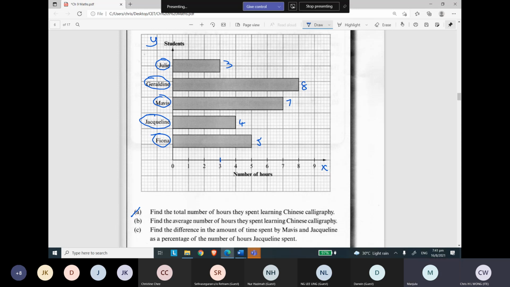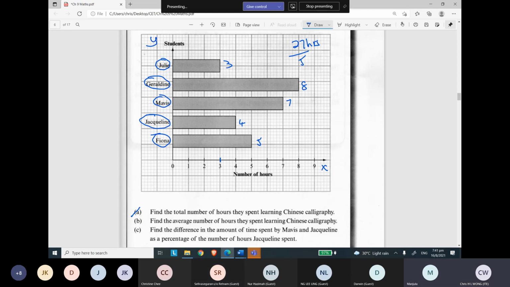Find the average number of hours they spend. What is the average number? How do you find it? 27 divided by 5. First of all, your total is 27, isn't it? 10, 18, 22, 27. So the total is 27 hours. How many people altogether? The word average means roughly the number of hours one person will spend, because some people will spend more, some people spend less. So if 5 people spend a total of 27 hours, what is the average? Then divide by 5. Divide by 5. 5.4 hours.